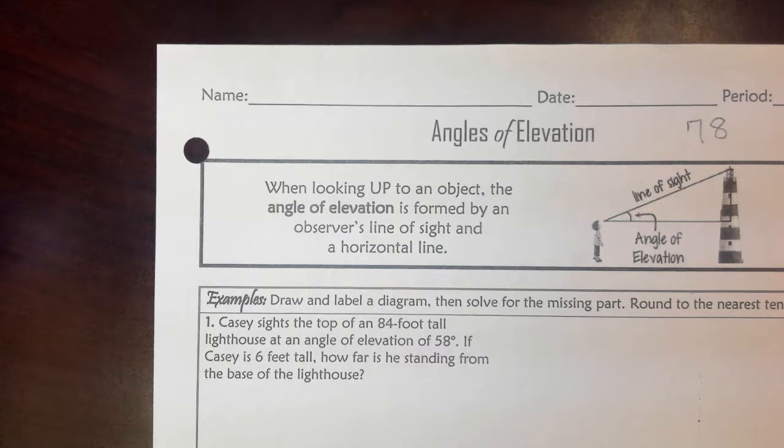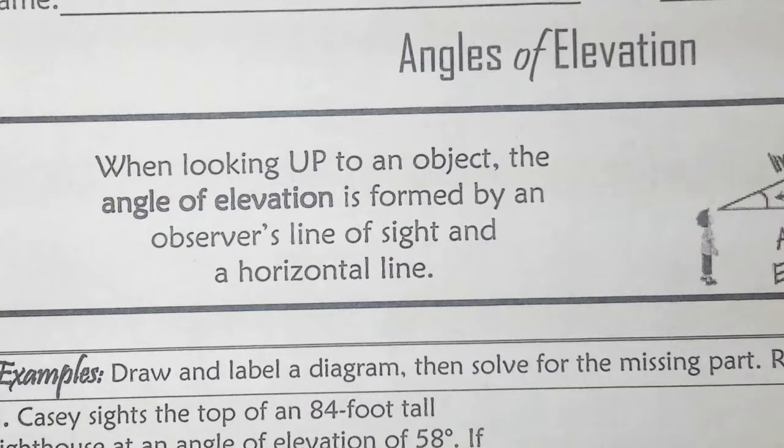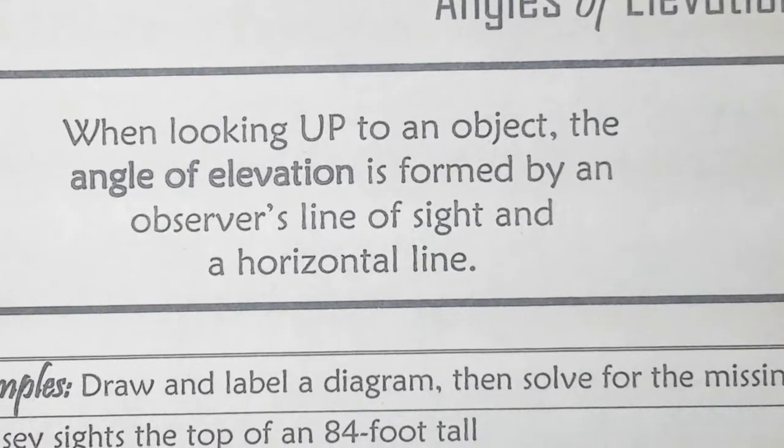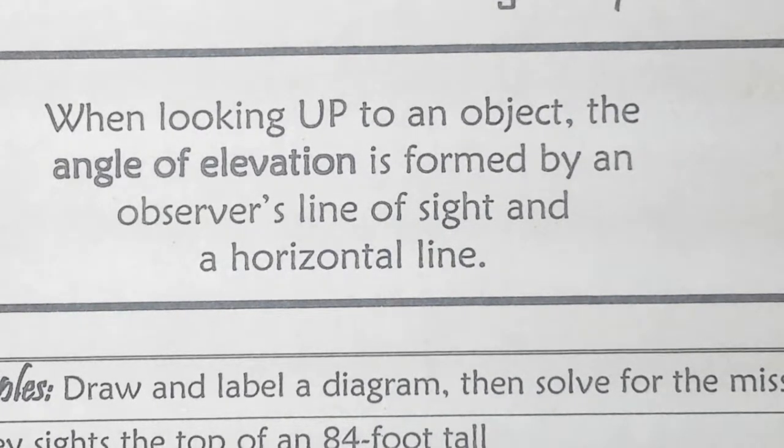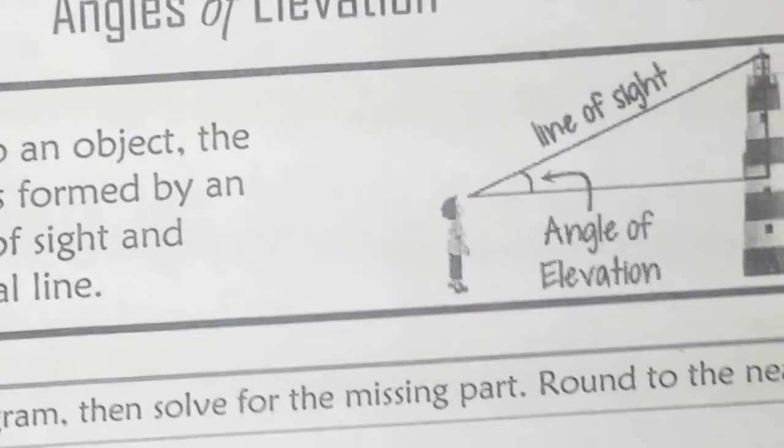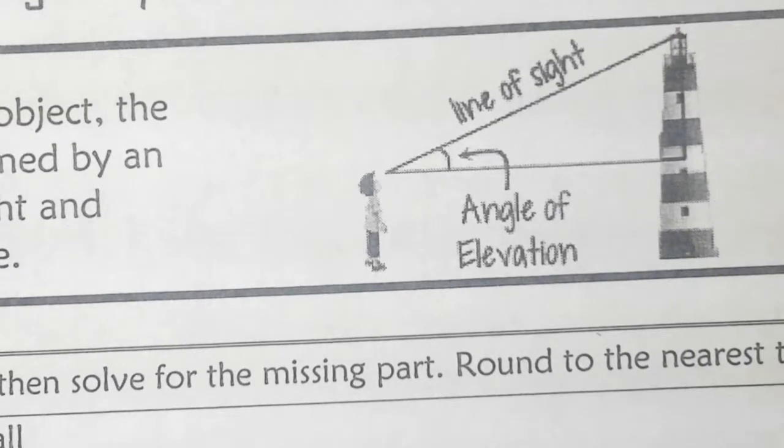All right. Angle of elevation. When looking up from an object, the angle of elevation is formed by a surface line provided and a horizontal. Okay. So there's a picture of this situation over here to your right. You've got an angle of elevation. They show you where it's going. The angle of elevation is made by a person looking up or something.